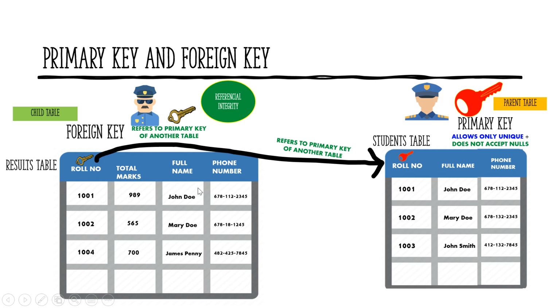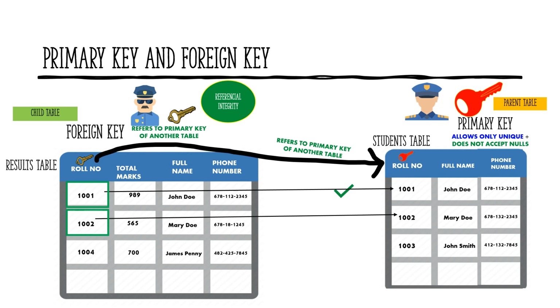So now let's look at what happens here. We are going to check if the roll number exists in the students table's roll number column. It does, and then it gets inserted. What about 1004? It does not exist, so it will not execute. So this is how the primary key and the foreign key work.